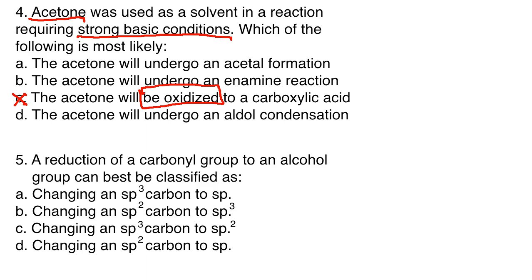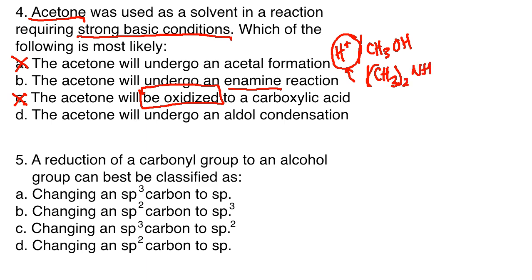Now, if I look at option A, the acetone will undergo an acetal formation. Acetal formation is going to require acidic conditions with an alcohol of some sort. So we could use methanol as the simplest example. If I have acidic conditions, that's not going to coincide with strong basic conditions. So that doesn't make a whole lot of sense. And included with that, enamine formation also requires similar conditions. They need to be acidic, and I would need to use some sort of a secondary amine. So in that case, I'm still looking at something that's acidic, and therefore that would no longer be a good option. So the correct answer here would be D.